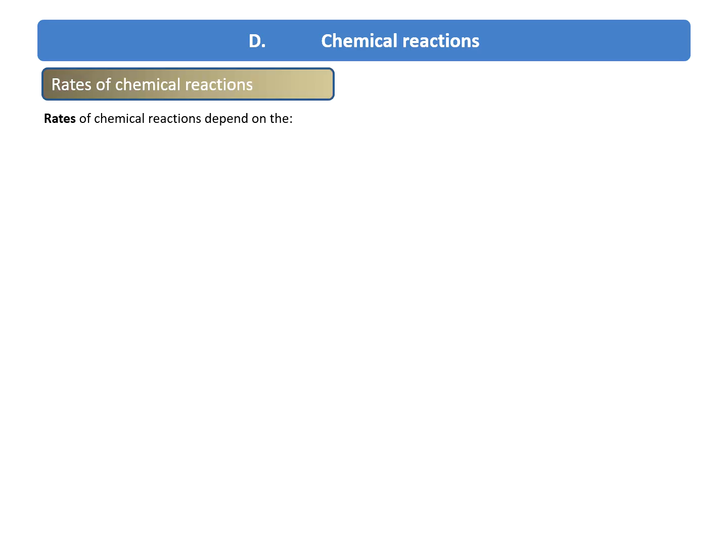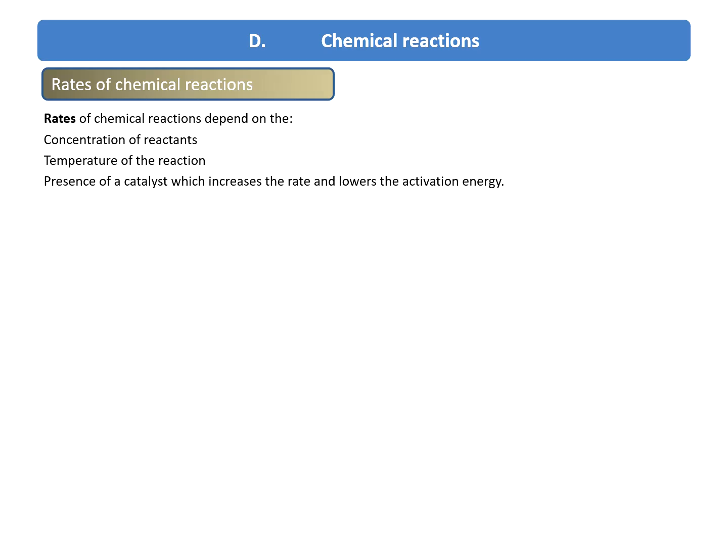The rates of chemical reactions depend on concentration of reactants, temperature of the reaction, and presence of a catalyst, which increases the rate and lowers the activation energy. Activation energy is the energy needed to start a reaction.